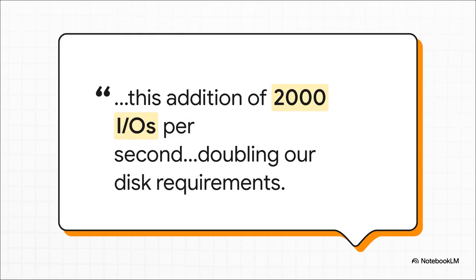And don't just take my word for it. The original paper put it pretty bluntly. Just to keep this index up to date, you might have to buy as many disk drives as you needed for all of your actual data in the first place. I mean, that's crazy. It was obvious there had to be a smarter way to do this.